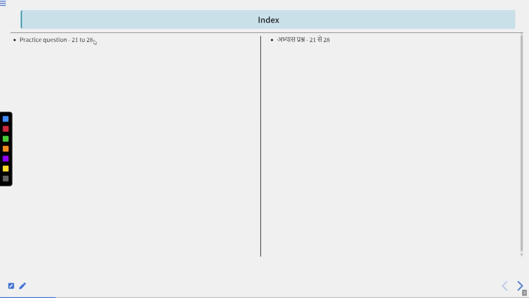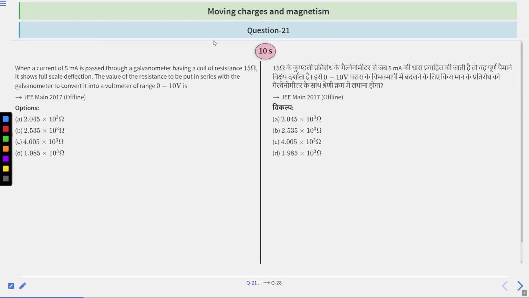So, in today's lecture, we will solve practice questions from 21 to 28. So, the topic is moving charges and magnetism.